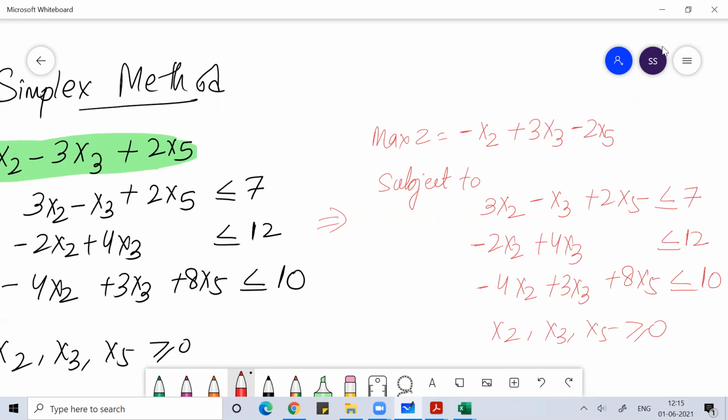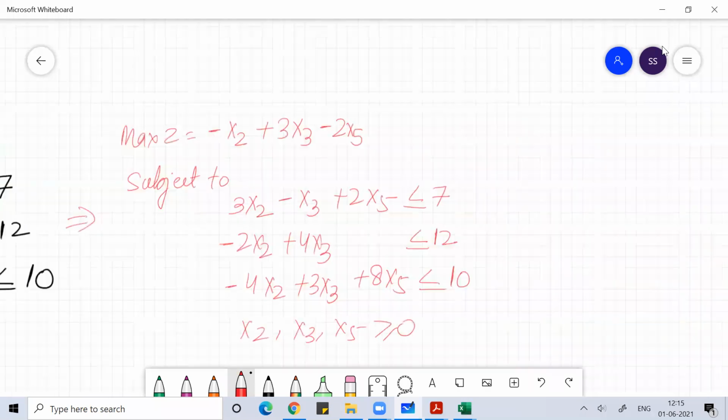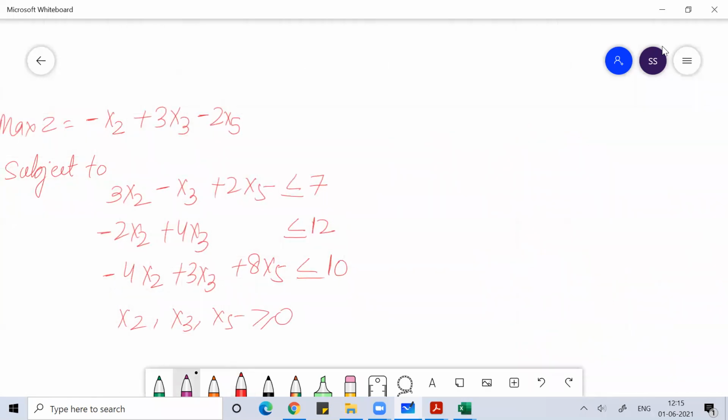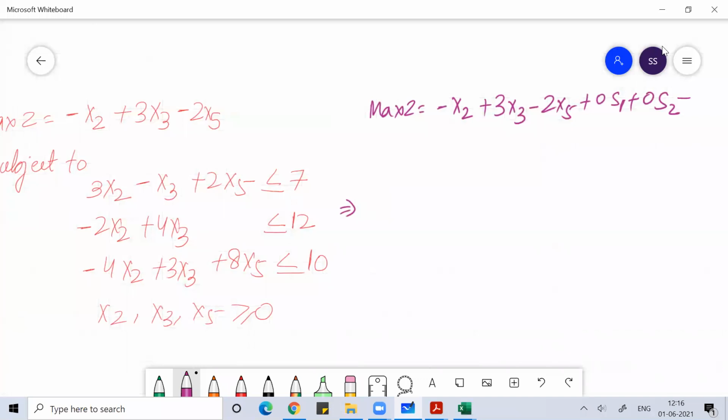Now, as you can notice, there are three constraints. So to solve this problem, you need to introduce three slack variables. Because you have three constraints, you need three slack variables. So introducing three slack variables S1, S2, S3 and writing the problem in standard form, that theory you can write by yourself. So the maximum of Z should be minus x2 plus 3x3 minus 2x5 plus 0 s1 plus 0 s2 plus 0 s3, subject to constraints.